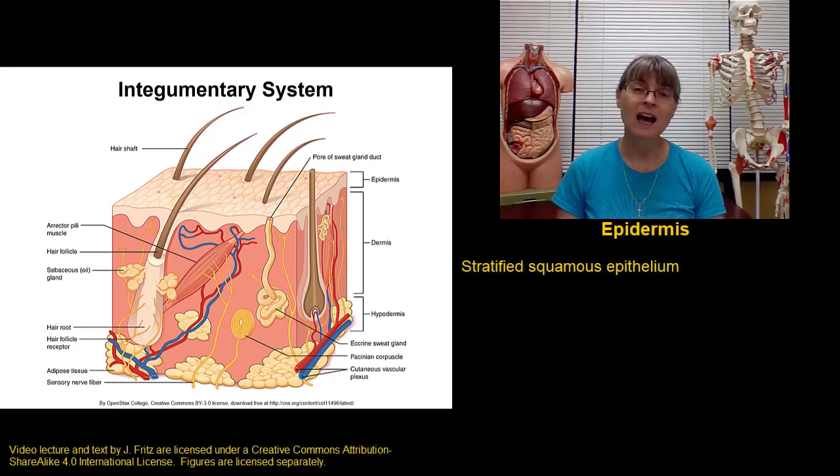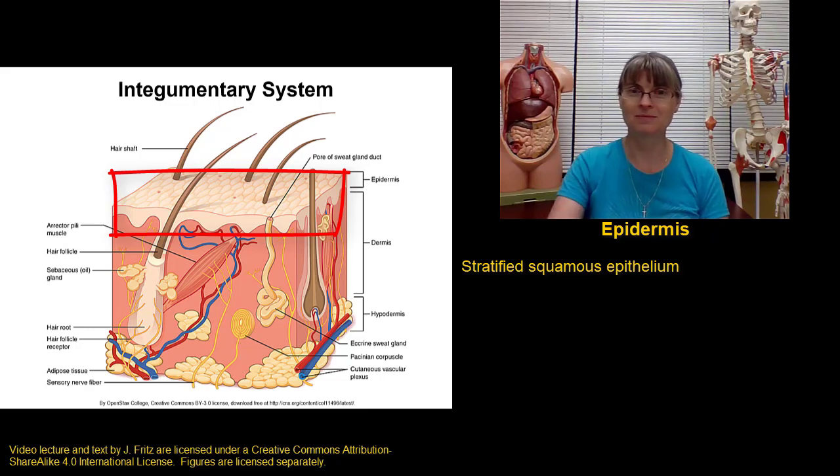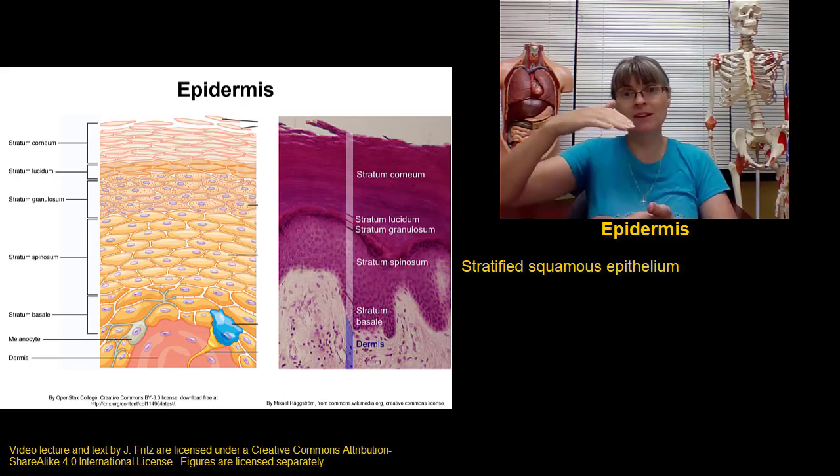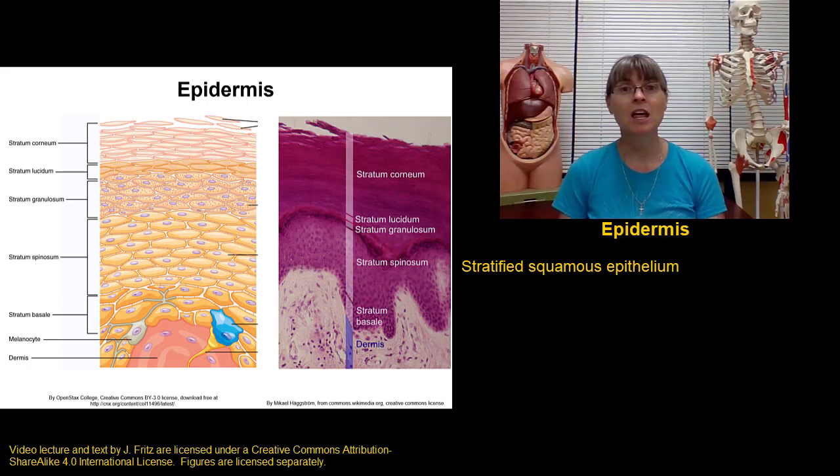Let's focus first on the epidermis, made of stratified squamous epithelium. Being stratified squamous epithelium, the epidermis is made of a number of layers of cells. We have many, many, many layers of cells in the epidermis. Most of those cells are called keratinocytes. That's the main cell that we find that makes up the epidermis.